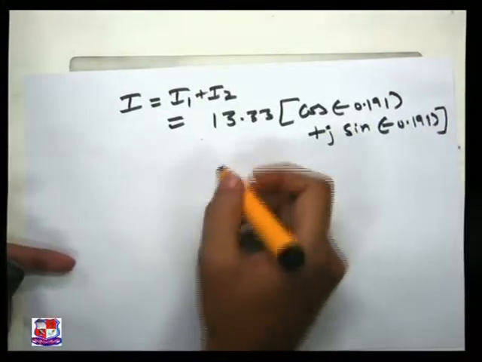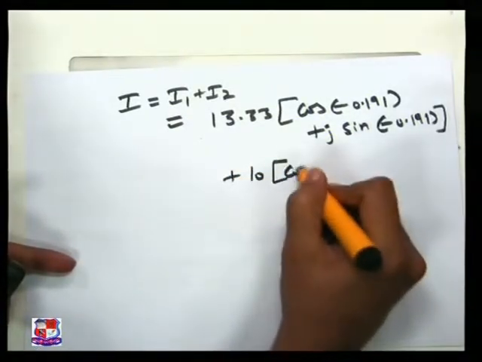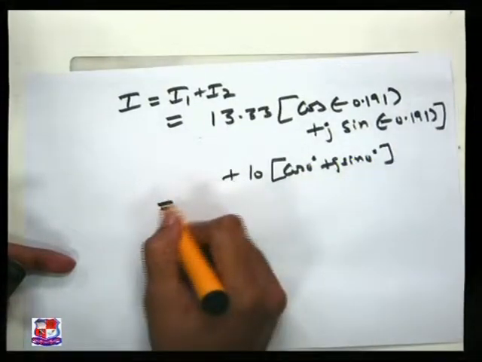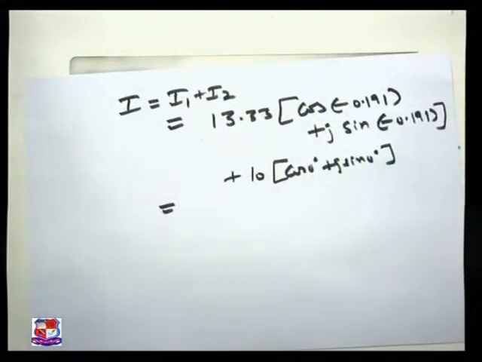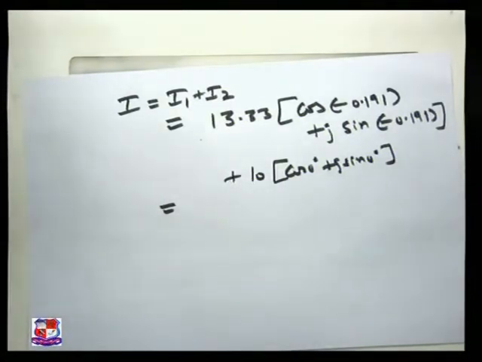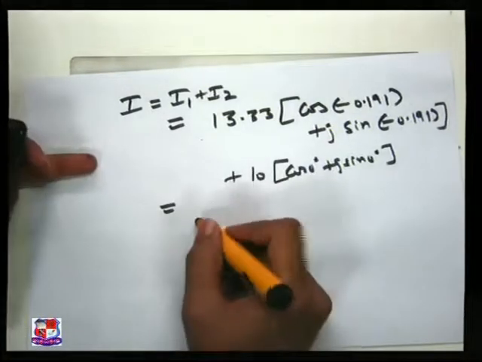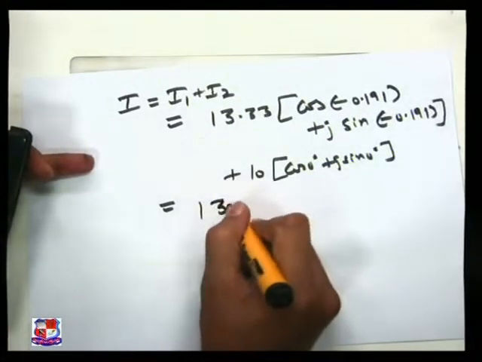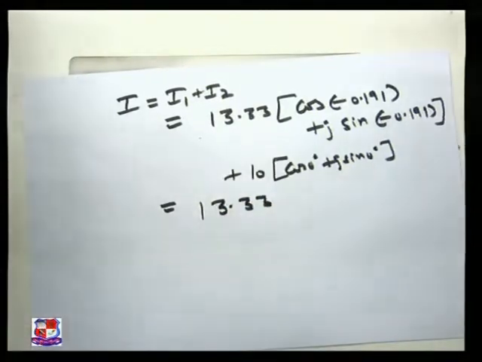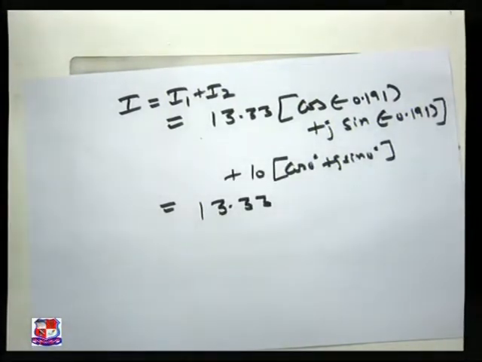plus 10 cos 0 degree plus j sin 0 degree. Okay, so it is almost 13.33, and cos is an even quantity, so cos of minus theta is cos theta, 0.191.